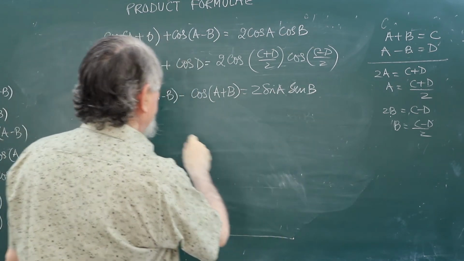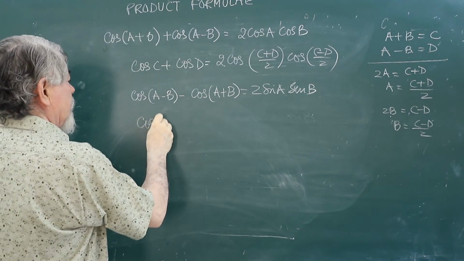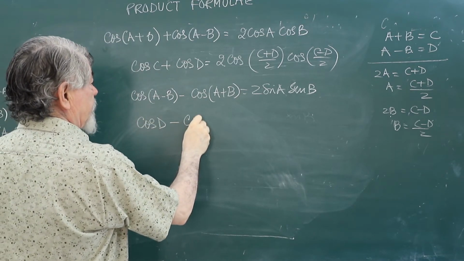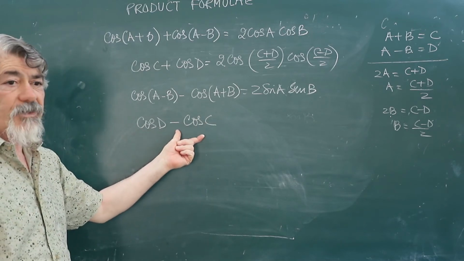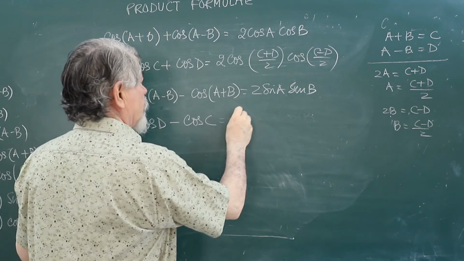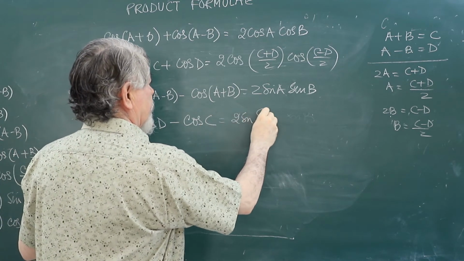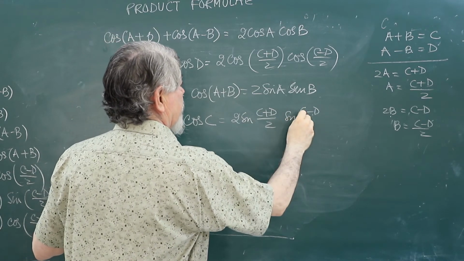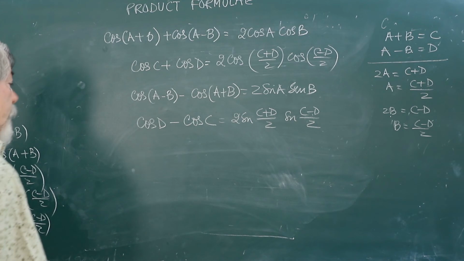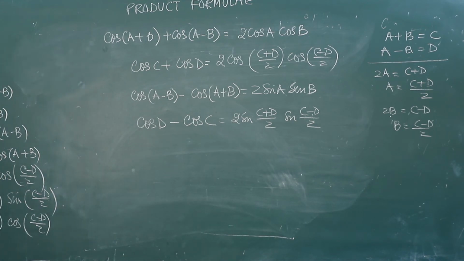A minus B we had put D. So cos D, only in this formula it is cos D minus cos C, which will be equal to 2 sin (C plus D)/2 and sin (C minus D)/2. So it comes out to be 2 sin (C plus D)/2 and sin (C minus D)/2.